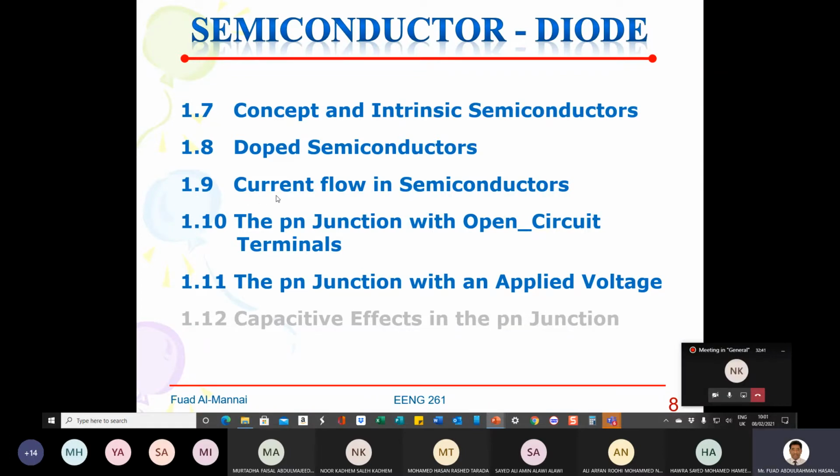1.9, this is the current flow in semiconductors. 1.10, this is the p-n junction with open circuit terminals and stuff. And then 1.11, the p-n junction with applied voltage. Capacitor effects in the p-n junction, we'll just go over it. I'm not going to stay on it for a long time, but I will give you just a brief description.